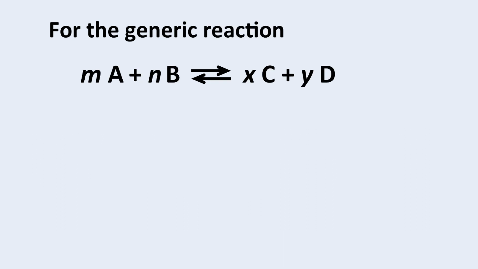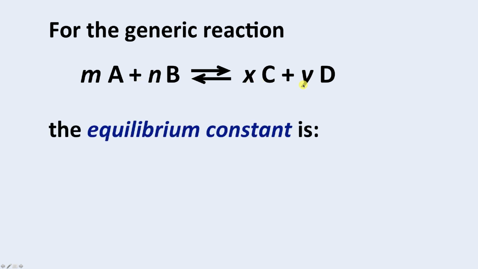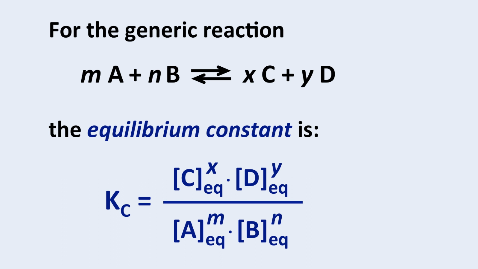And for a general reaction, A and B being reactants and C and D being products, and M and N being the coefficients of the reactants and X and Y being the coefficients of the products, what we find is that the equilibrium constant expression is K equals, and if we're doing concentrations, K sub C, the concentration of one product to its coefficient as a power, multiplied by the second product times its coefficient as an exponent, and if there were more products, we'd continue that process. And then for the reactants, same idea, but they are in the denominator.